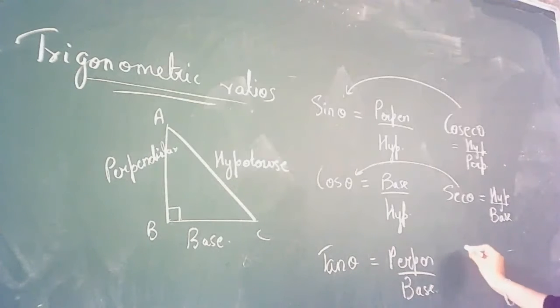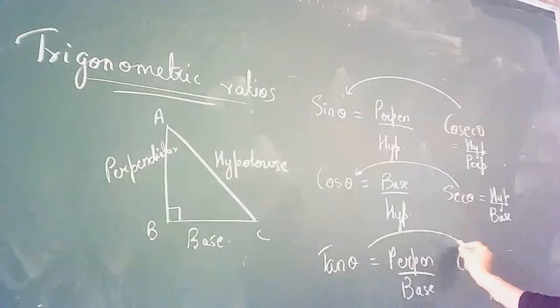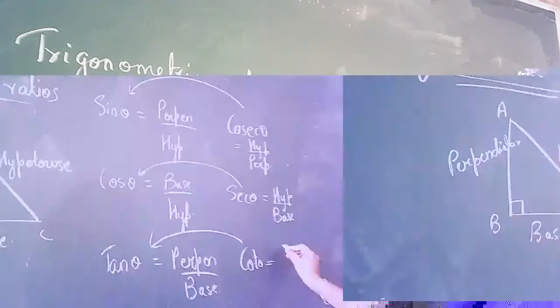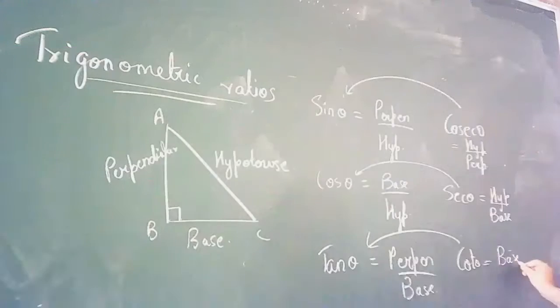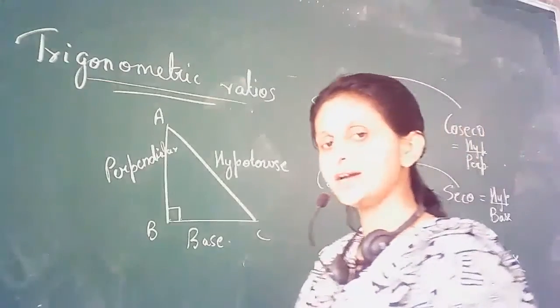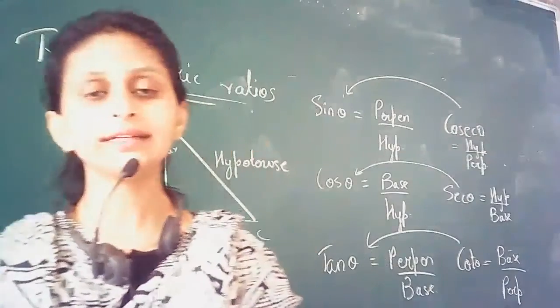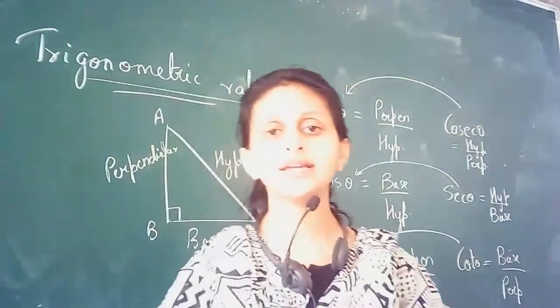Last, what is the reciprocal of tan theta? It is cot theta, that is nothing but base upon perpendicular. Students, the reciprocal of sin theta is cosec theta, the reciprocal of cos theta is sec theta, and the reciprocal of tan theta is cot theta.